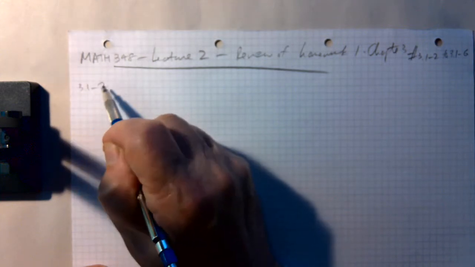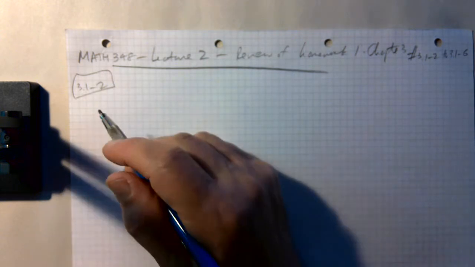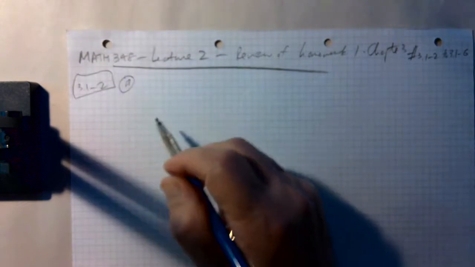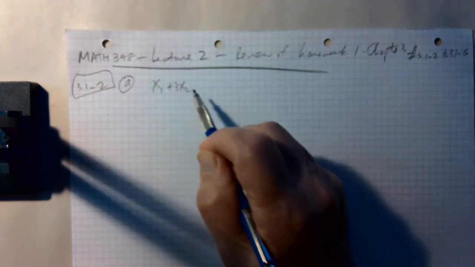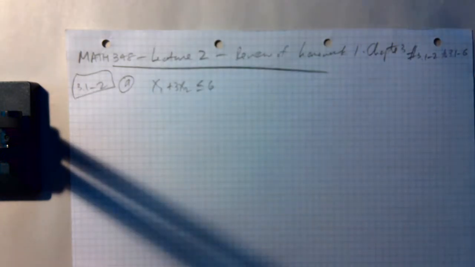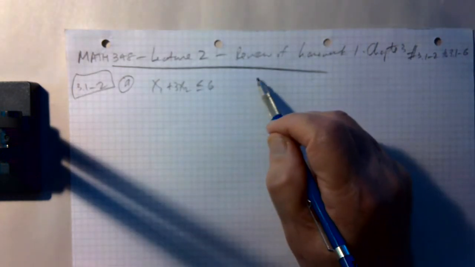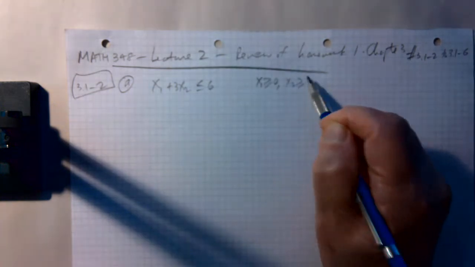3.12 asks us to draw 3 regions in the plane. So in the first, we want to find the points x1 plus 3x2 less than or equal to 6. And we have our non-negativity conditions. We're only looking for x1 greater than or equal to 0 and x2 greater than or equal to 0.